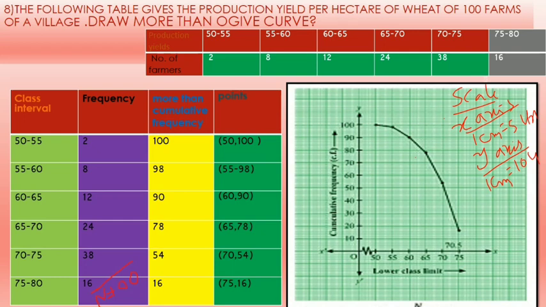First point: 50, 100. So first one from the upper side is 50, 100, second one is 55, 98, third one is 60, 90, fourth one is 65, 78, fifth one is 70, 54, last one is 75, 16. Thus you can draw the curve with your free hand by joining the points.